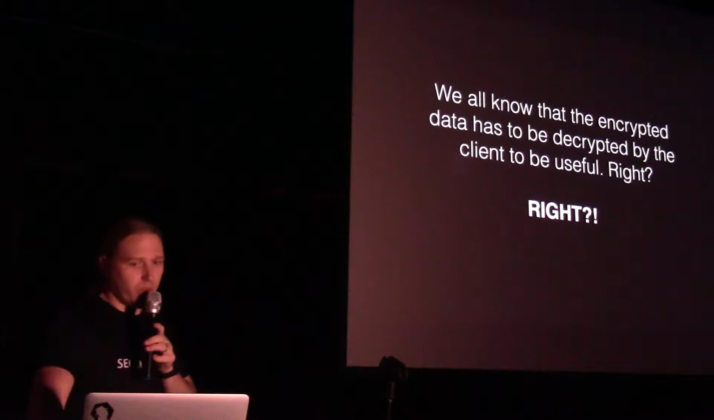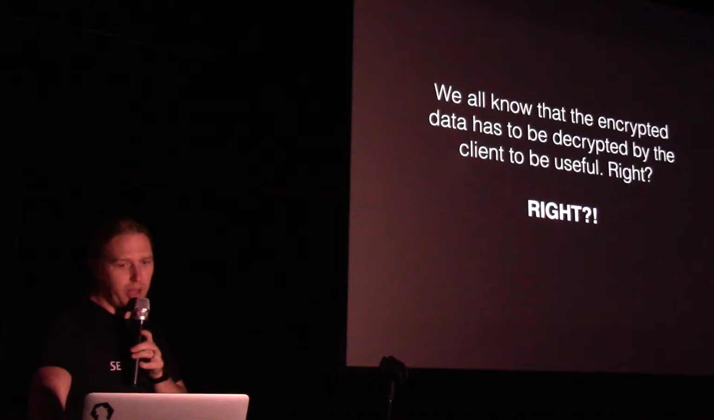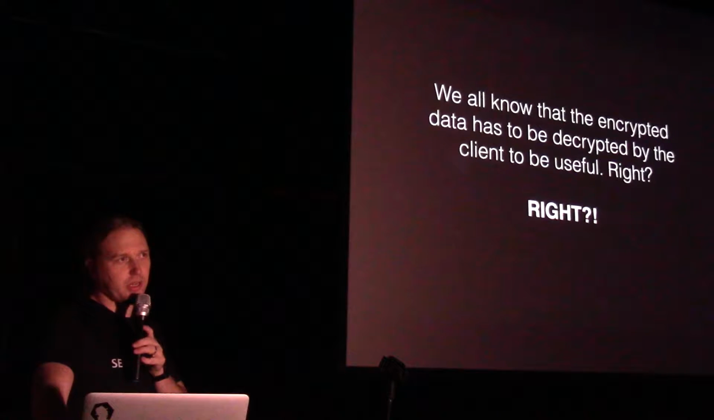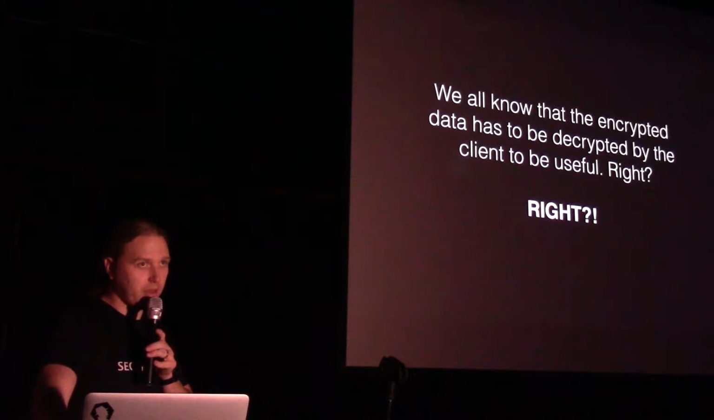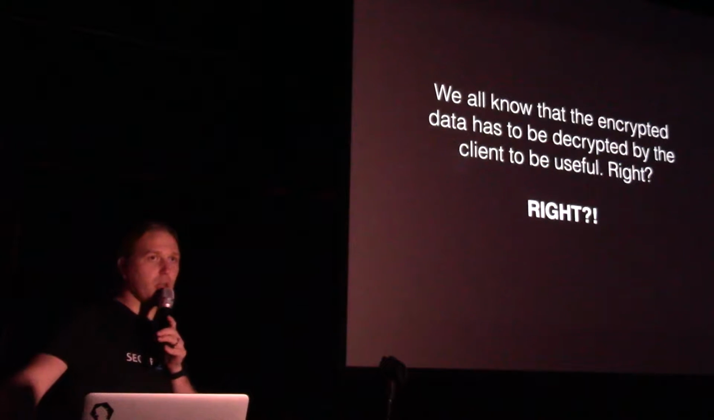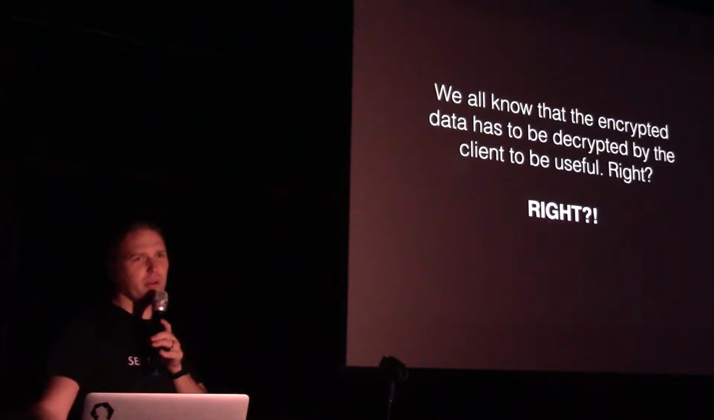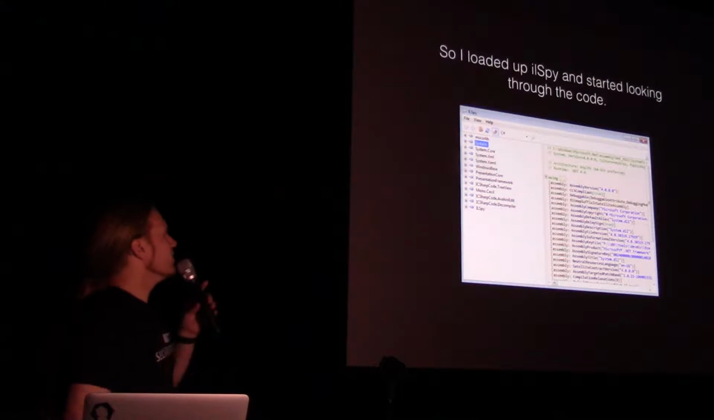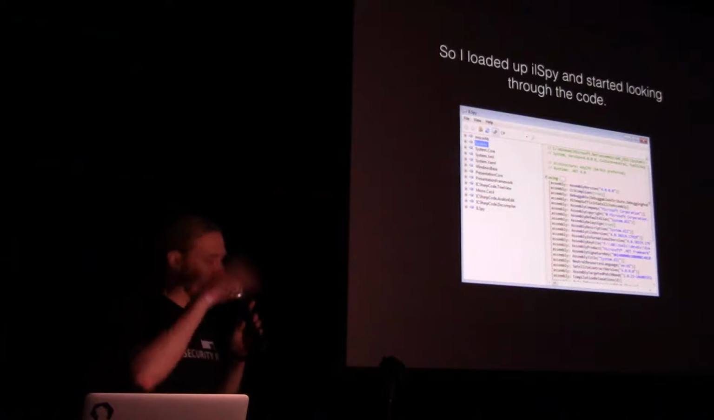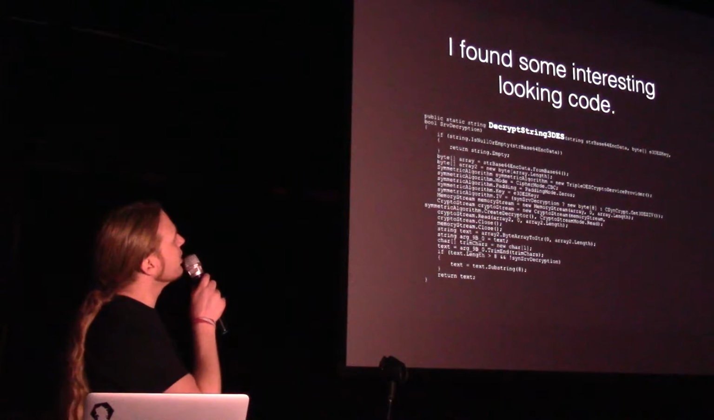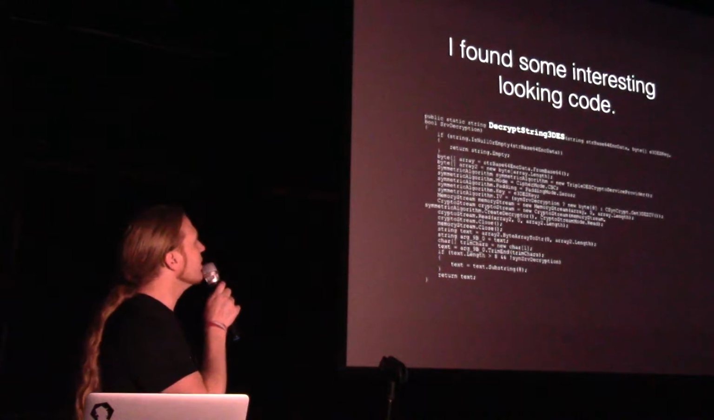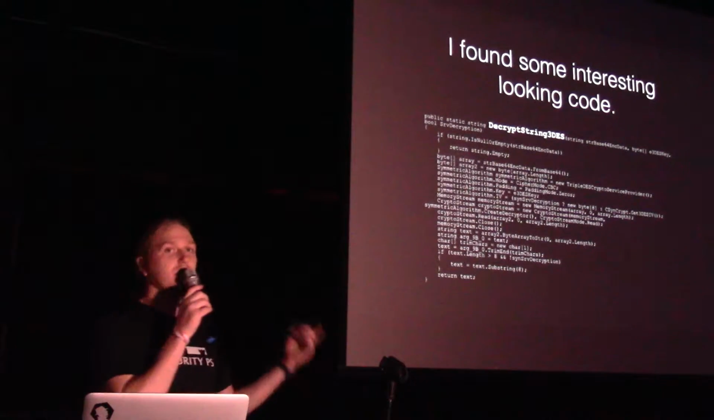When I see this, what I think is, well, the data is encrypted and sent to the client. In order for it to be useful, the client has to decrypt it, right? Otherwise, it's just passing some information along, and why did you bother encrypting it in the first place? So, next step, .NET, so we load up ILSpy and start looking through the code, tearing it apart. Something I found interesting here, you see decrypt string triple des. Oh, that's encouraging.